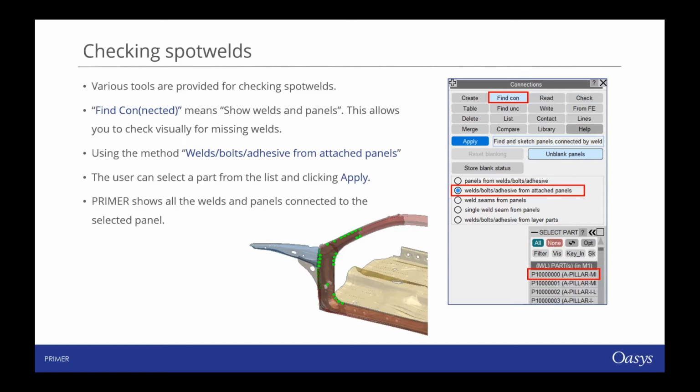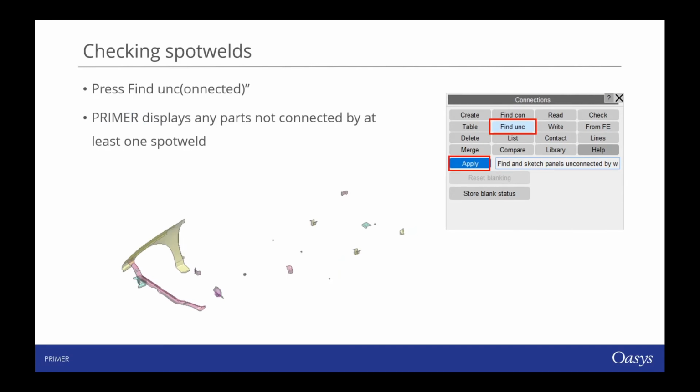and to check connectivity. You could also obviously do a model check. So in Primer, if you model checked, it would look for any tied and untied nodes. And this would be kind of a detailed way of checking individual connectivity. This find connected is more of a visual check. You can also use find unconnected, and Primer will display any parts that are not connected by at least one spot weld in the model. So if you want to check for any perhaps rogue parts that should be connected and aren't, this will be a quick way to visually bring them up onto the screen.